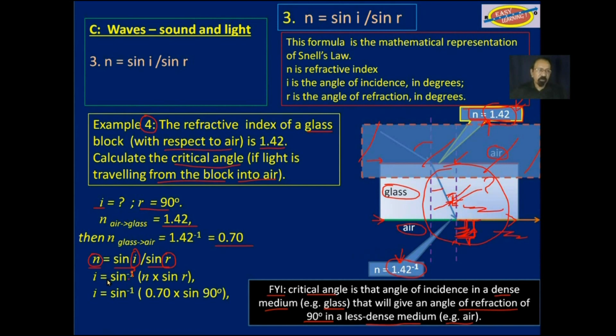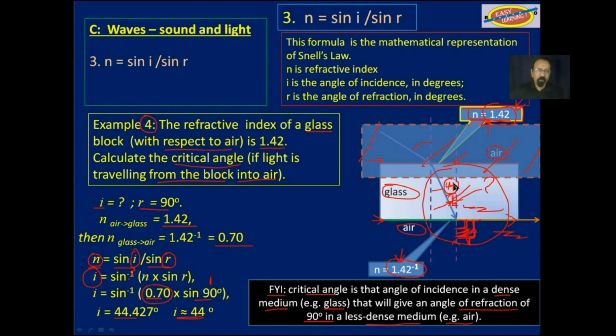So if we change the subject of the formula and make I the subject, we get I is equal to inverse sine of N multiplied by sine R. Substitute the numbers we are given. Well, the sine of 90 is 1. So in effect, you are finding the inverse sine of 0.70. And that will give us 44.427, rounded off to two significant figures, and we get 44 degrees. So we are saying that the critical angle here is 44 degrees.